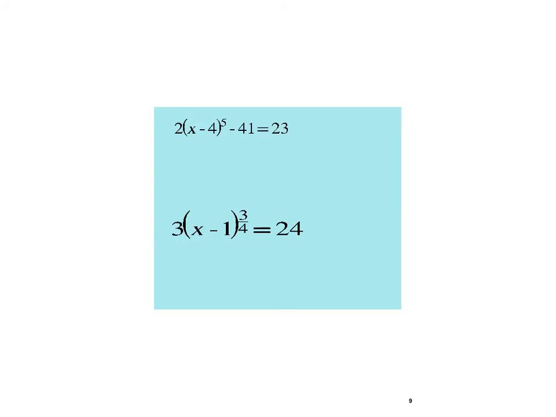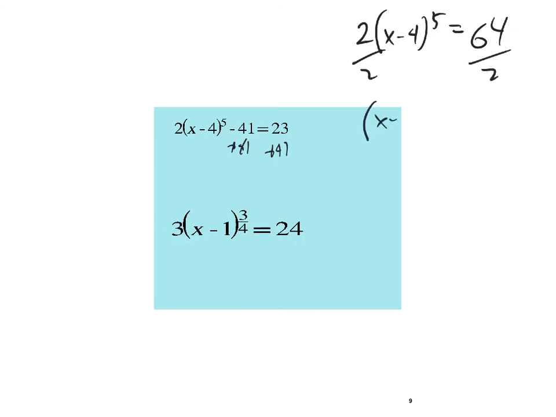I am going to add the 41 to both sides here. So I've actually got 2, I'm going to write it up here, (x minus 4) to the 5th equals 64. Okay, I'm going to divide by that 2, so I've got (x minus 4) to the 5th equals 32. And now I need to get to that reciprocal.